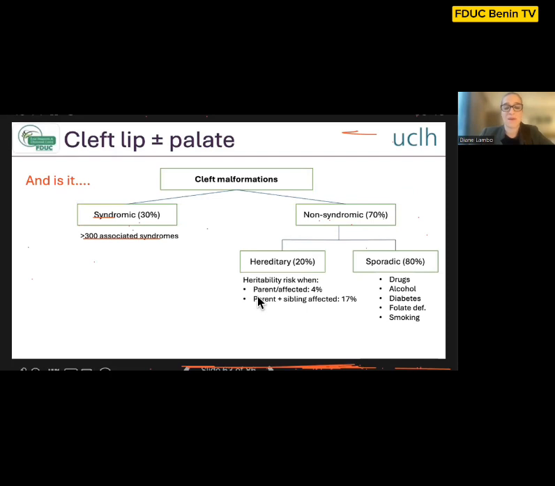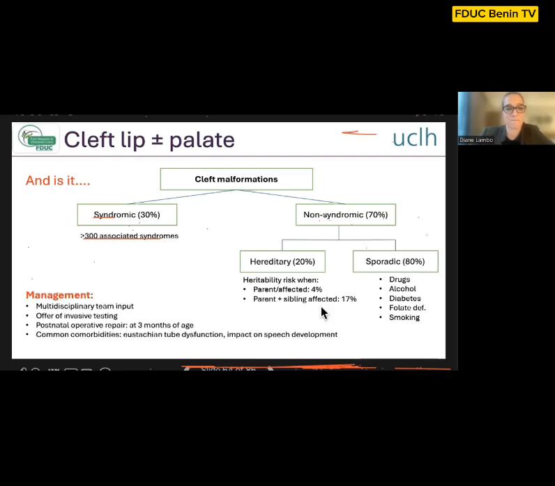Do they smoke? And also, is there any family history? Because you can see that if the parent has had cleft, then the baby's at a much higher risk of having a cleft itself. Equally, if a parent and a sibling has previously been affected, then a recurrence of about 20% in another pregnancy tends to be seen.